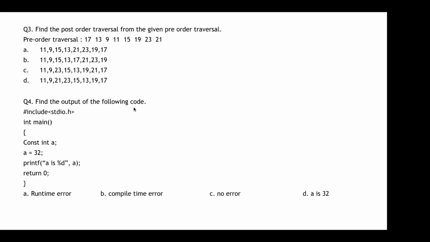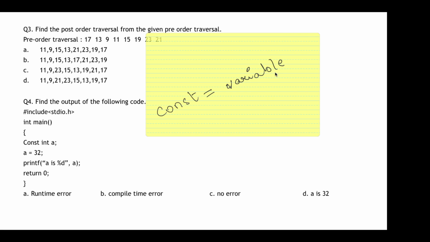Okay, moving on to the next question. It again says, find the output of the following code. So it's #include <stdio.h>, int main. Now see, this has a term which says constant. Now what is a constant? Constant is used before a variable. If it is used before any variable, this implies the value can't be changed throughout the program.